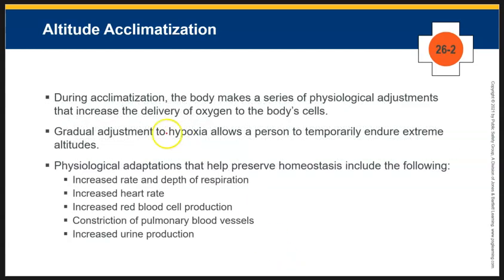So what happens during acclimatization is we get these physiological adjustments. We'll have increased rate and depth of respiration because the partial pressure of oxygen is less. We can push more into the bloodstream by simply breathing more. Increased heart rate will help with that, perfusion as well, and increased red blood cell production simply to allow the oxygen to latch on to more of the carriers that we need to go to distal tissues. Pulmonary blood vessels will constrict and we'll see increased urine production as well.